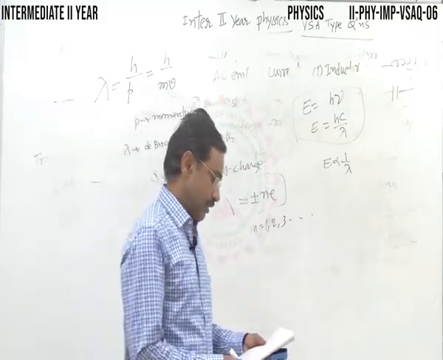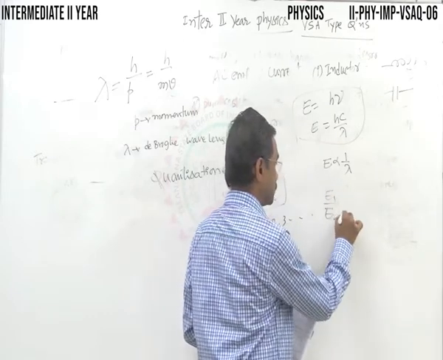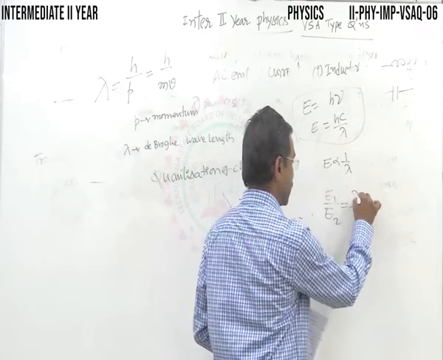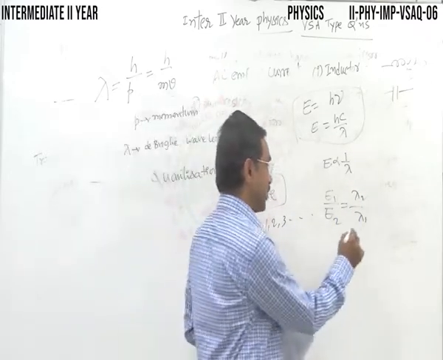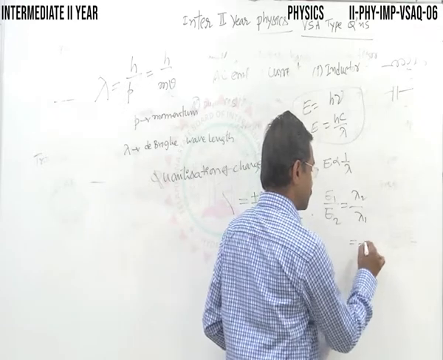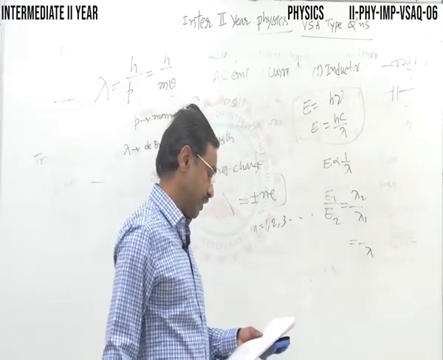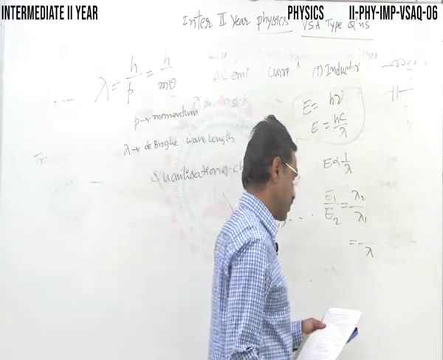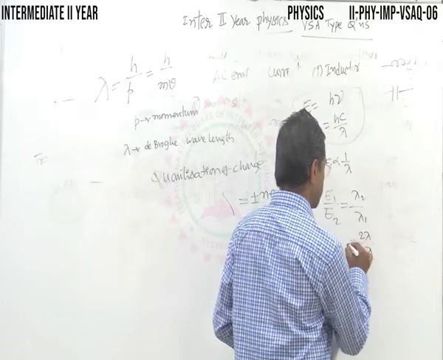So here, what happens to energy? You can put it this way: E1 by E2 is equal to lambda 1 by lambda 2, isn't it? Lambda 1 is equal to lambda. What happens to energy if the wavelength of the electromagnetic wave is doubled? Your lambda 2 is 2 lambda.